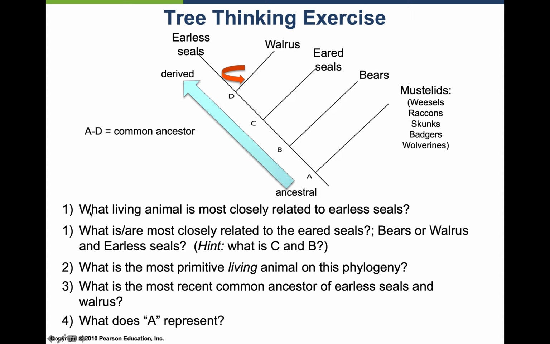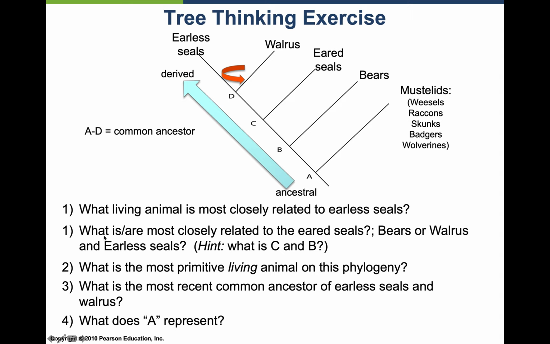And these kind of are one and the same. So what living animal is most closely related to earless seals? So here's your earless seal. What living animal is most closely related to that individual? So you should be able to look at this phylogeny and go, okay, if I come down here, these two individuals share a common ancestor, so walruses are going to be the most closely related to the earless seals.